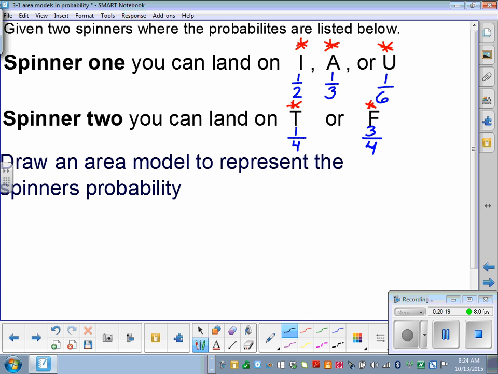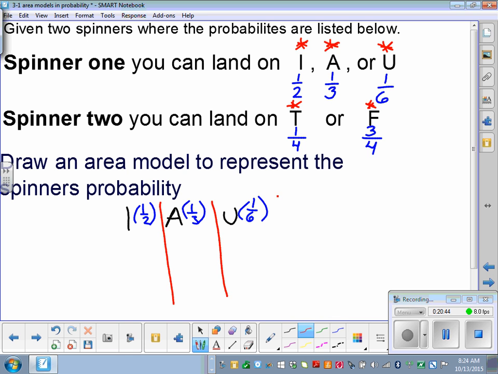So I'm going to call spinner 1 the top. Now these are the options: I, A, or U. Okay, any questions on how I did that? Now I'm going to list the probabilities off to the side. This is 1/2, right? This is 1/3, and this is 1/6. Okay, questions on that? Now I'm going to draw my lines down.